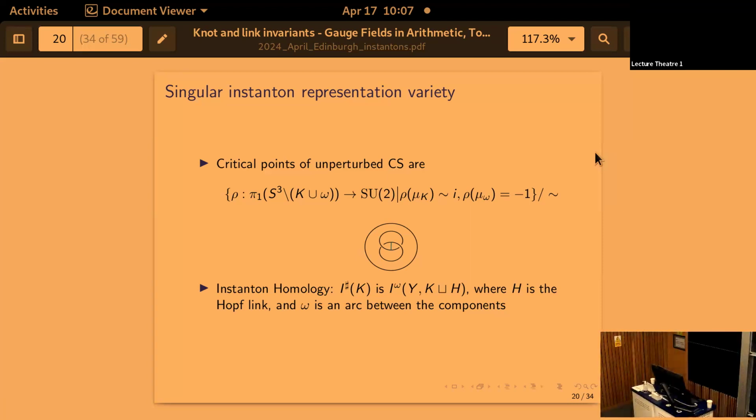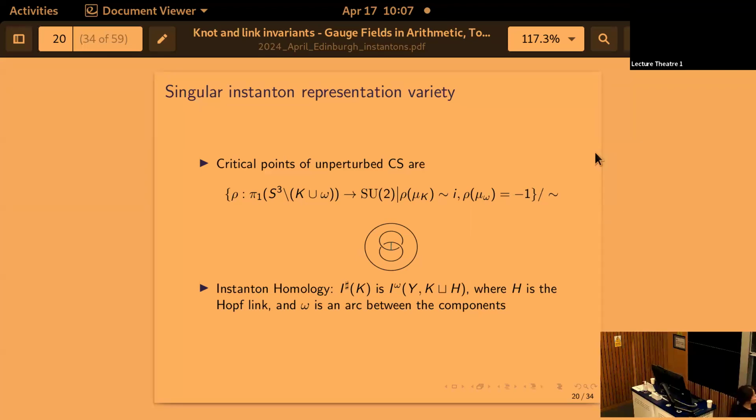One thing worth pointing out is that you can explicitly compute what the critical points are. Most things in instanton homology are terrible to compute, because you're solving these equations in bundles over 4-dimensional manifolds, where the curvature is anti-self-dual. You're solving some horrible differential equations, and it's not good.